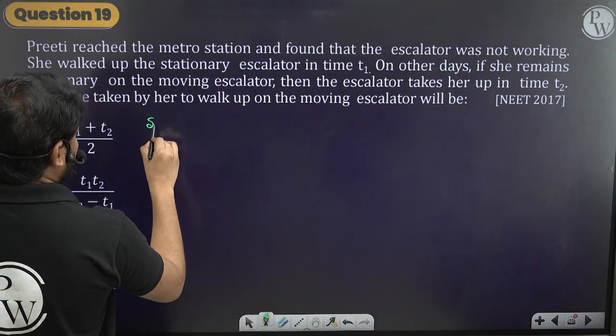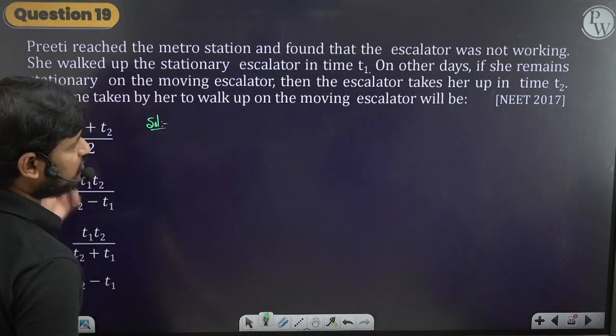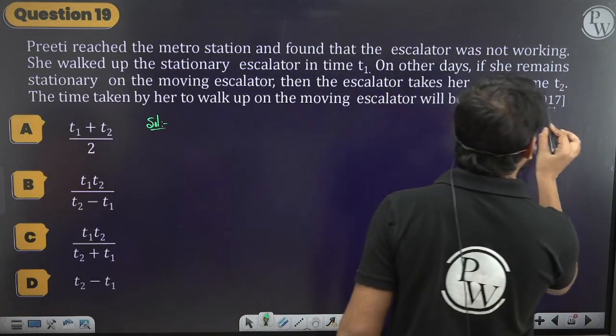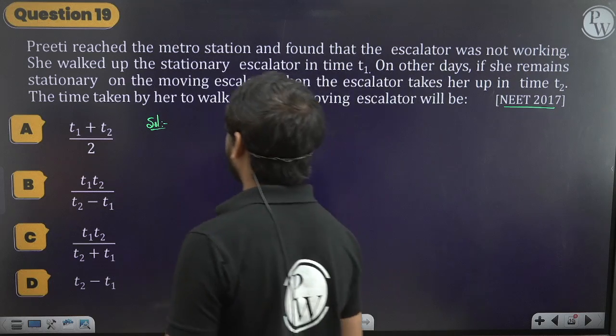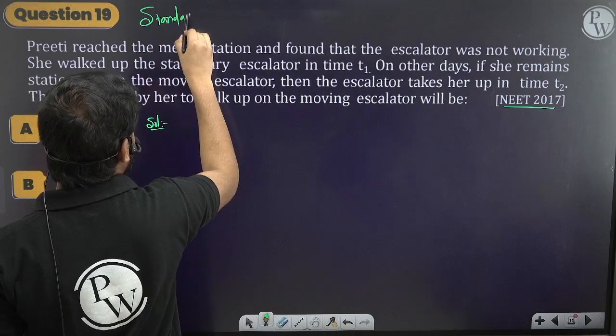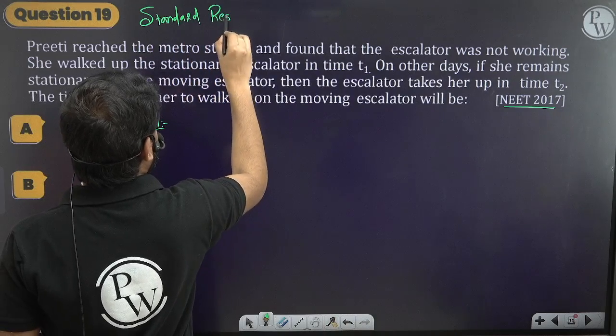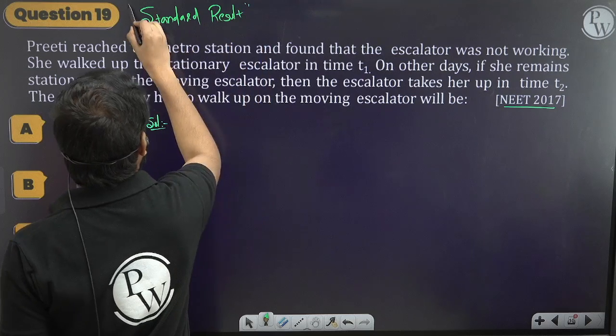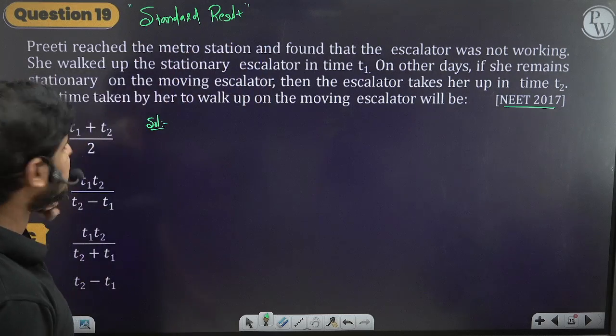Now, let's go for the next part. This is an important question which was asked in NEET 2017, and this is going to be a standard result which you should remember. We should remember it as a standard result. So first, understand the question.